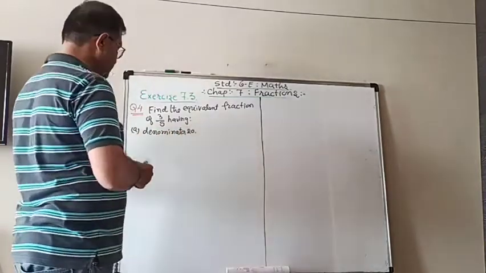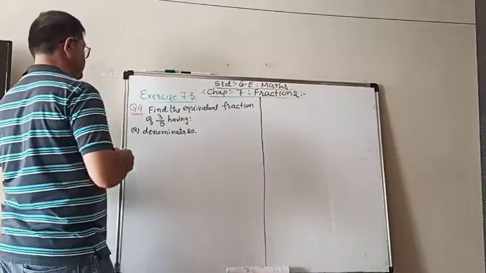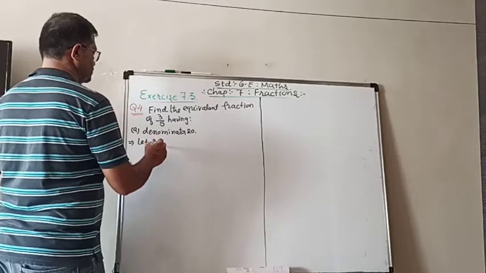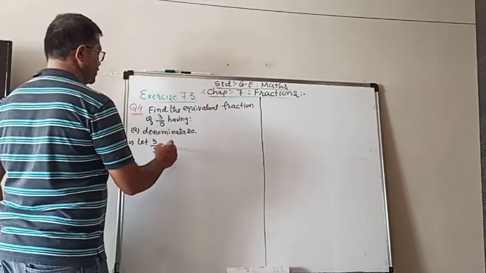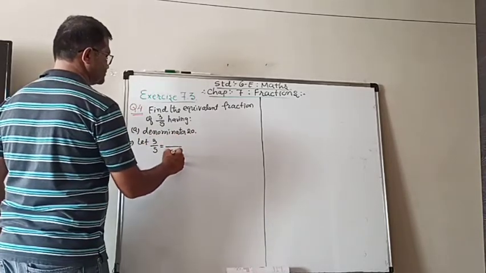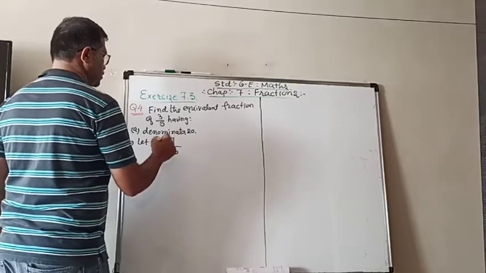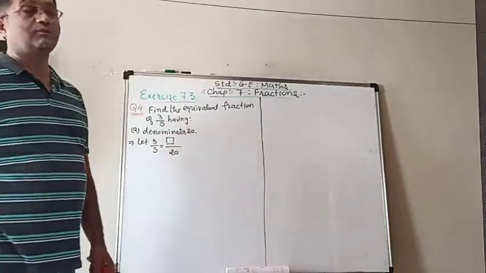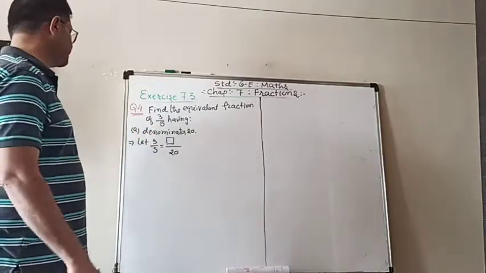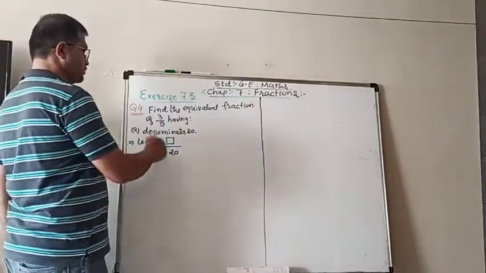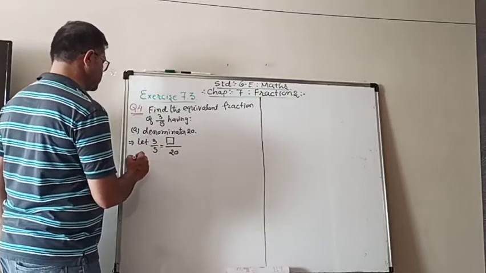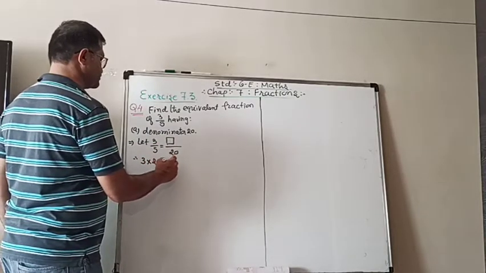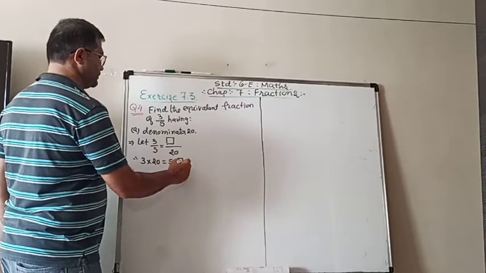So let me do like that. Let 3 upon 5 is equal to, now denominator we need 20. So in place of numerator we can put box as we did before. So now by cross multiplication, 3 multiplied by 20, 5 multiplied by box.